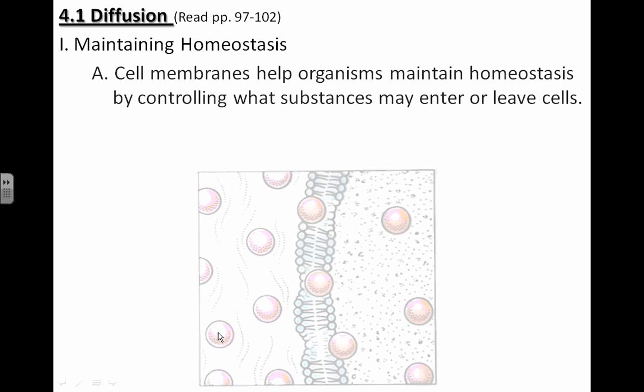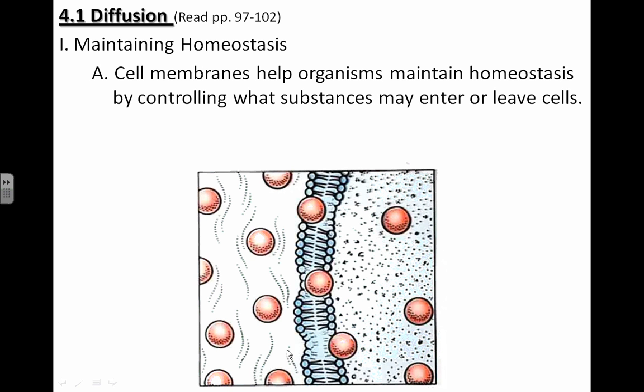The 4.1 notes focus on diffusion, and this is the first section of notes in Unit 4, which focuses on homeostasis and the cell membrane. For this section, make sure you read pages 97 to 102 in your textbook. We're first going to talk about the concept of maintaining homeostasis within a cell.